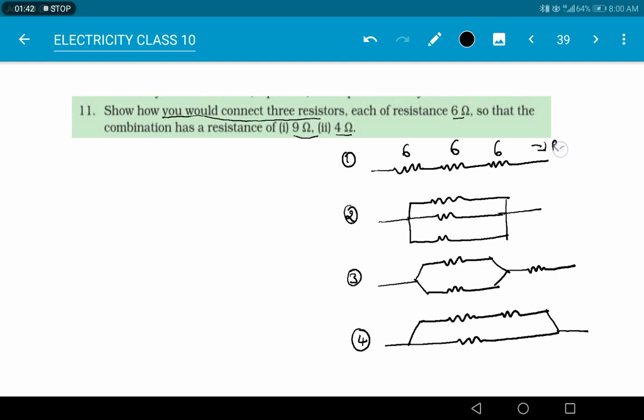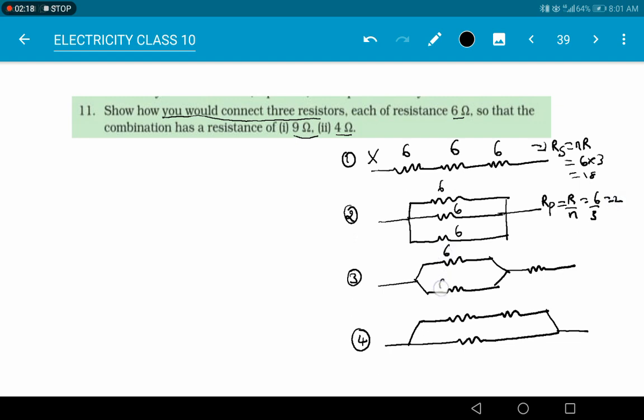In series combination Rs is equal to n into R, therefore 6 into 3, so 18 ohm. In parallel combination Rp is equal to R by n, so 6 by 3, which is 2 ohm. So this combination is not preferable. Next, 6 and 6 in parallel combination.